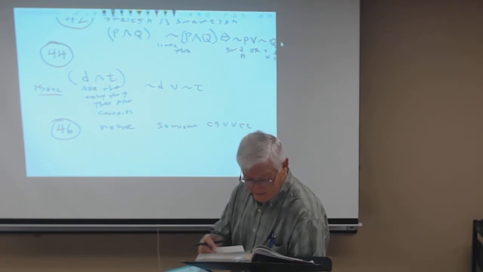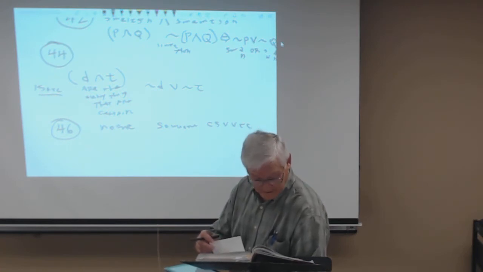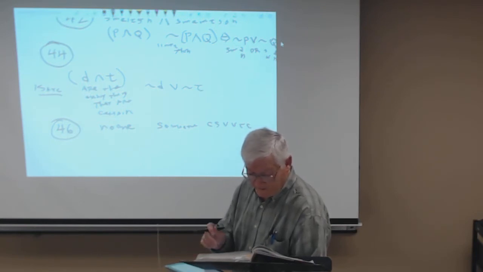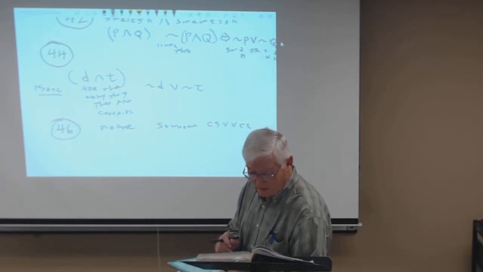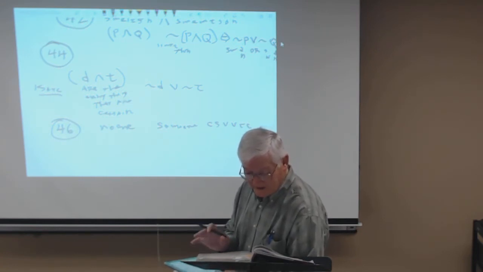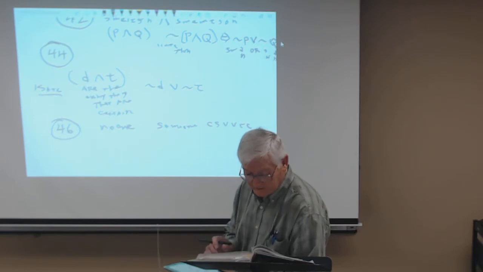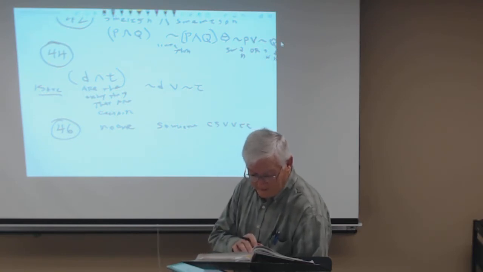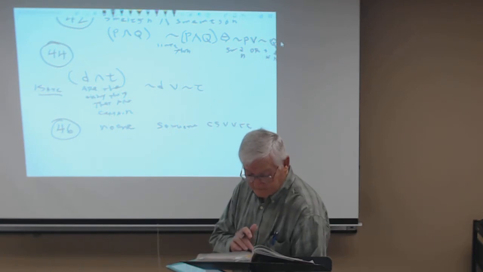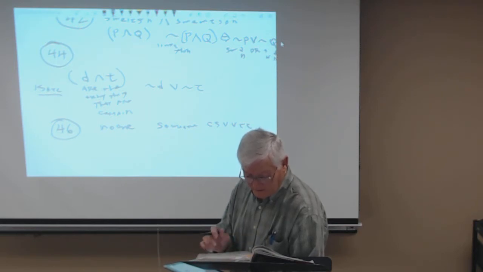Let's look at number 50. The statement "not all people are awkward" is directly transformed into the statement "some people are not awkward" by which one of the following logical equivalences? Which statement, A, B, C, or D, changes "not all people are awkward" to "some people are not awkward"?